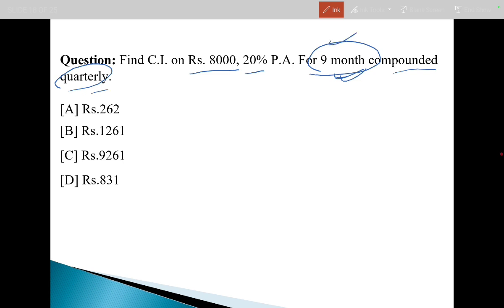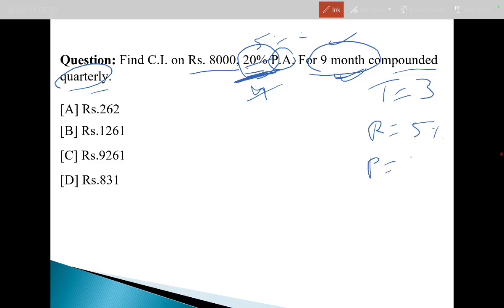But since the time is 9 months, for 9 months, after every 3 months, how many times will you pay interest? Only 3 times. So your time will be 3. Rate of interest: it is written per annum, for per annum they are giving you 20%. In a year 4 times. So one installment you will pay as 5%. So you will take your rate of interest 5 and your principal will be 8,000. These will be the new values to figure out the answer.